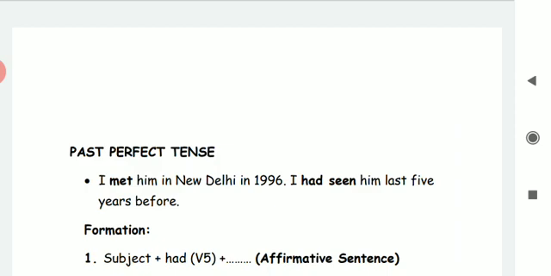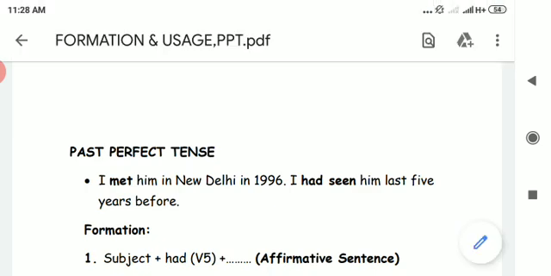Now, when you see this particular sentence, you have two parts. First, I met him in New Delhi in 1996. This is simply a past simple sentence. I had seen him last 5 years before. And this is past perfect tense. We are using past perfect tense along with past simple in most of the cases. And past perfect is considered to be the earlier action than past simple. Again, see this. I met him in New Delhi in 1996. This is the later action, and I had seen him last 5 years before. This is considered to be the earlier action.